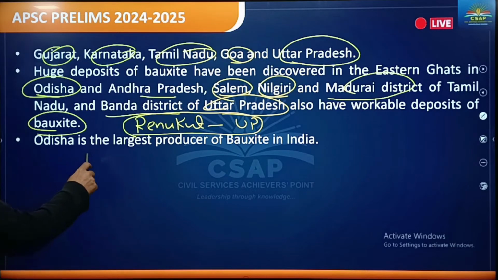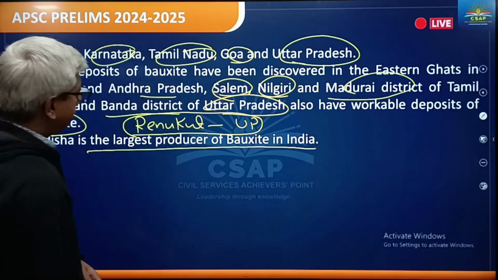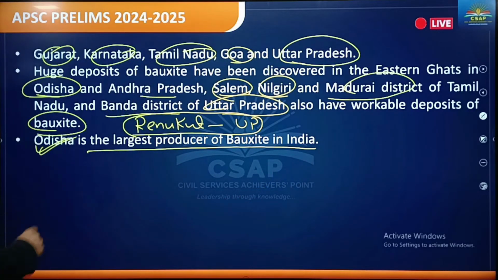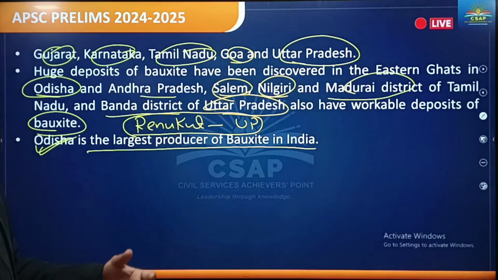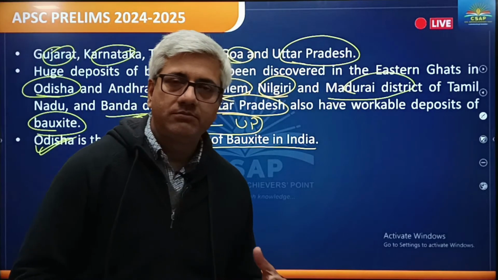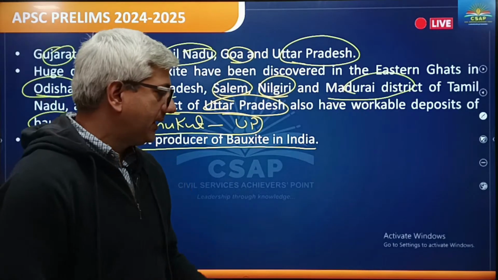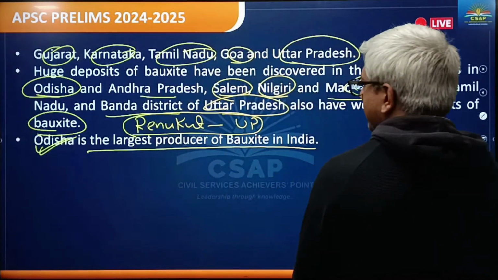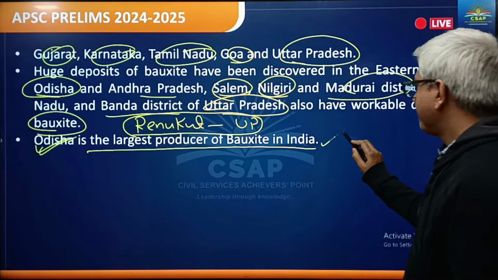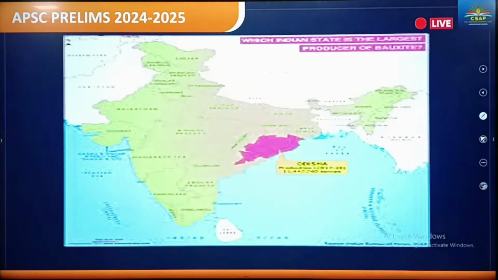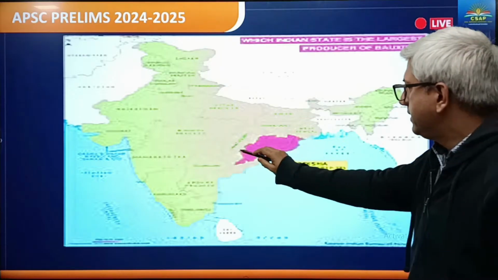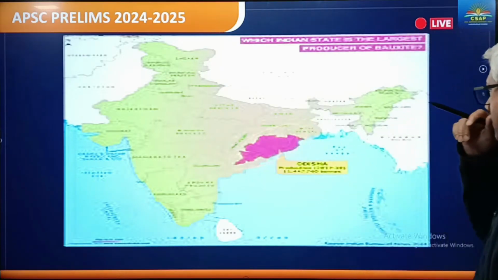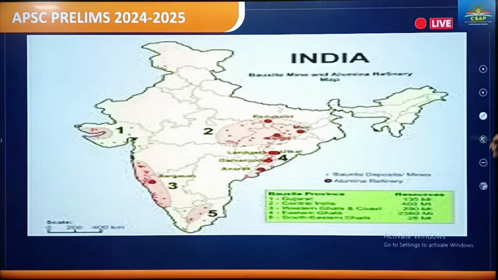Odisha is the largest producer of bauxite in the country. This is most important. Maximum aluminium ore is produced by the state of Odisha. This sentence is most important, right? So here only Odisha territory is given, this area is mostly produced by Odisha.